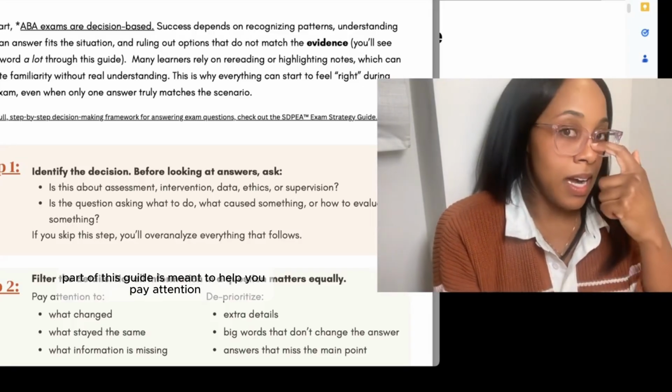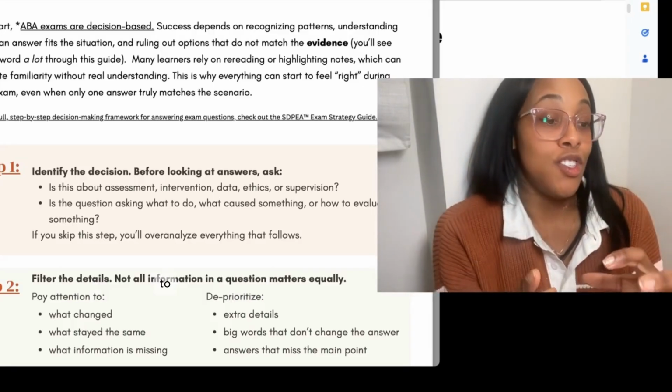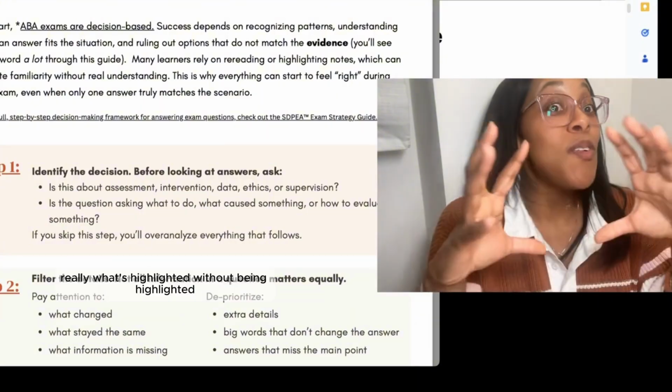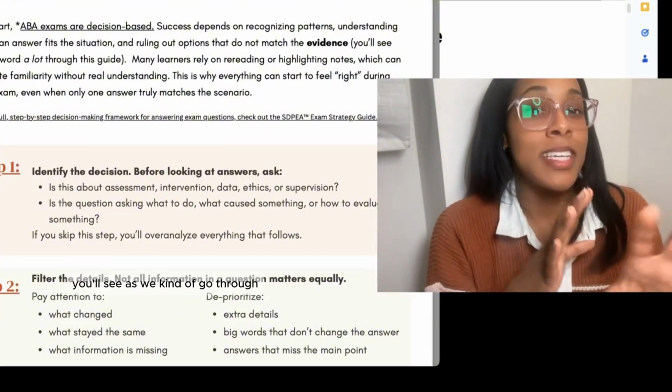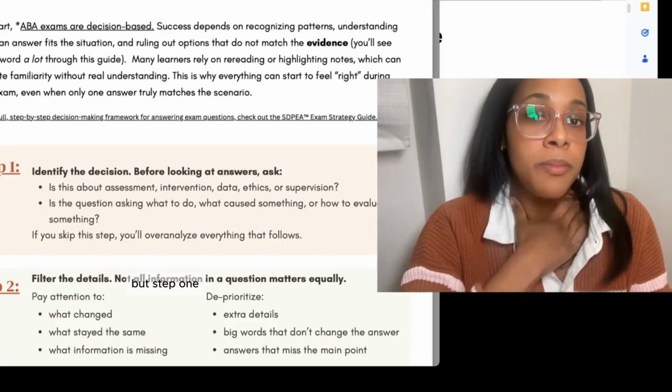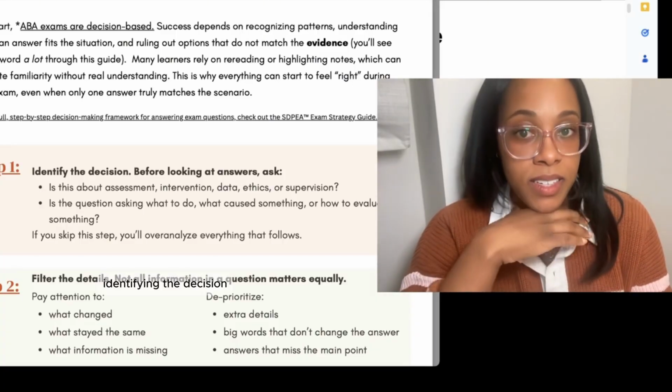So part of this guide is meant to help you pay attention to what's really important, as if it were highlighted without being highlighted. You'll see as we go through. But step one, identifying the decision.